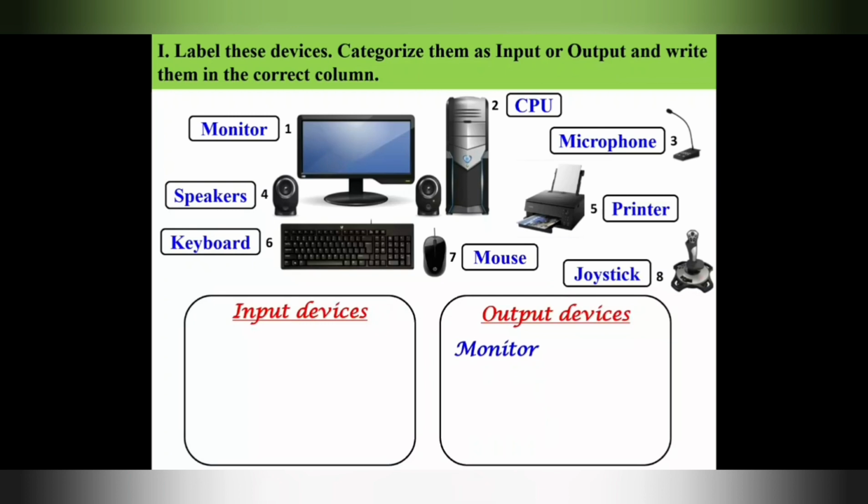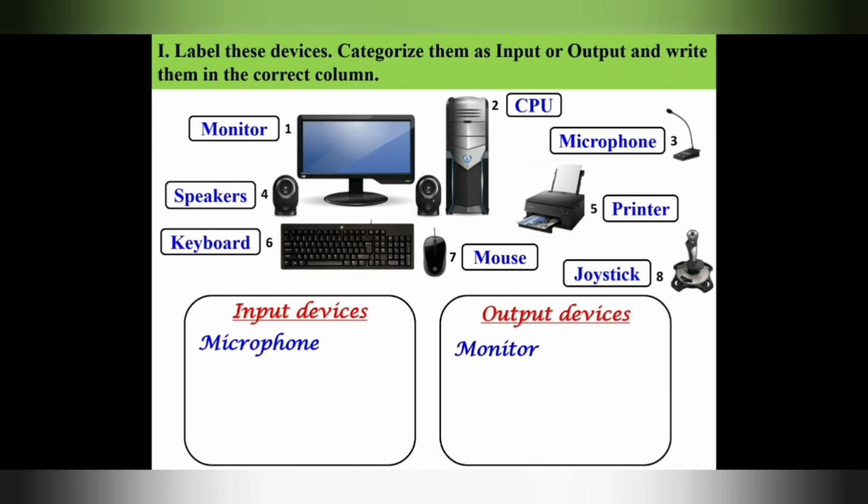Next, the second device is CPU. CPU is not an input device and also not an output device. It is a processing device. So we do not need to categorize the CPU. What is the third one? The third one is the microphone. It comes under the input device because microphone is an input device.